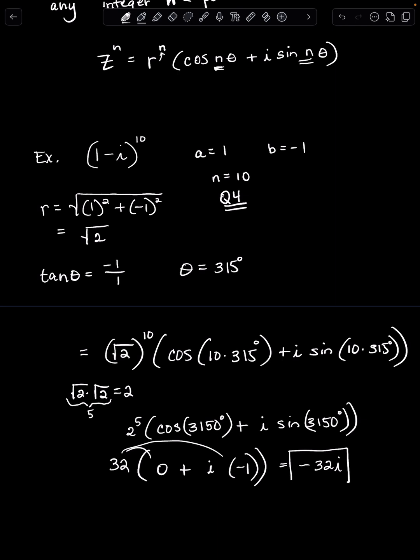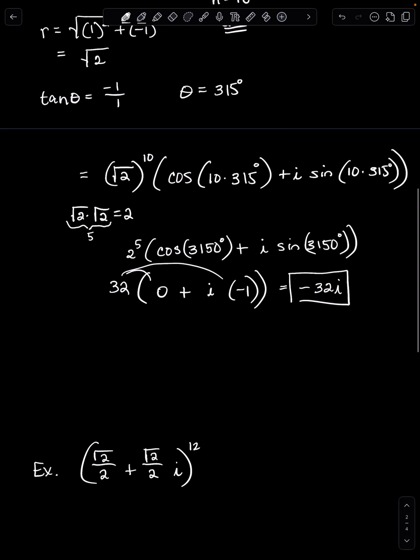So that's my answer. 1 minus I raised to the 10th power. By using DeMoivre's theorem, I found that that is negative 32I. All right, let's do another one.